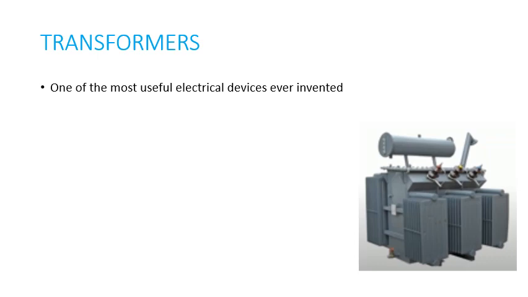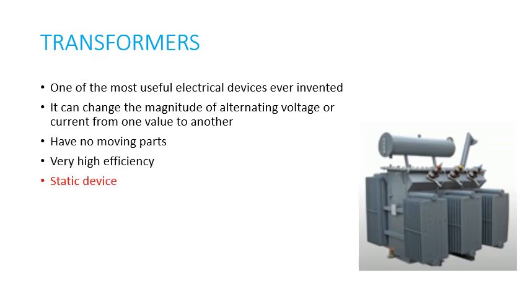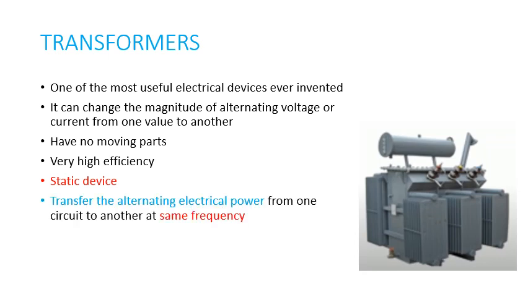Transformers. A transformer is one of the most useful electrical devices ever invented. It can change the magnitude of alternating voltage or current from one value to another. It has no moving parts, so it has high efficiency, and hence transformers are known as static devices. It transfers alternating electrical power from one circuit to another at the same frequency.